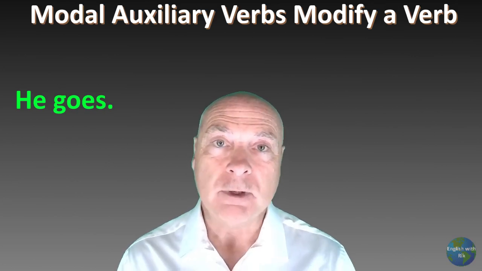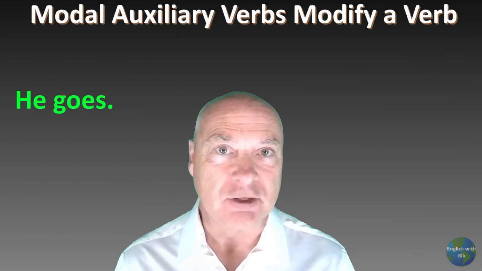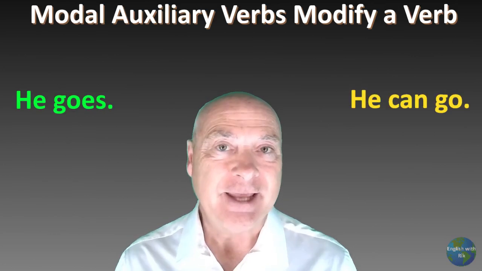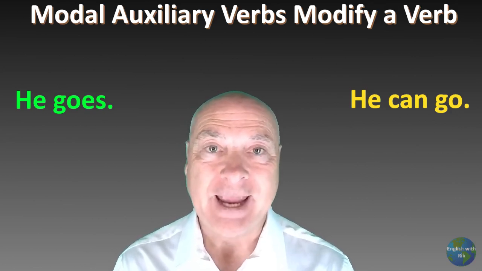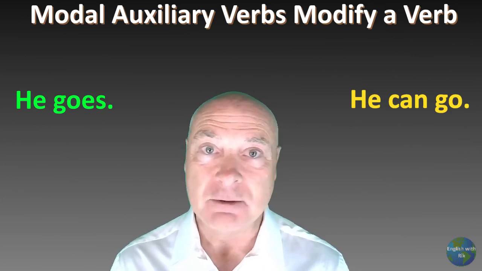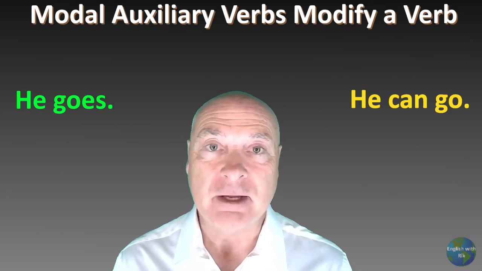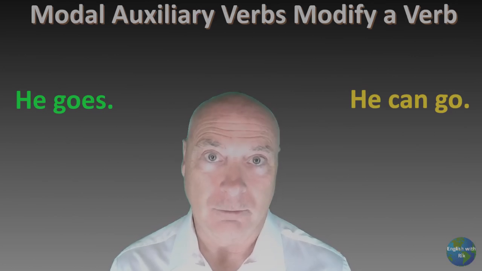But if I want to introduce the ability to that verb and change it so that it just means he is able to, I could say, he can go. When you put the modal auxiliary verb can in the sentence, it changes the main verb so that it doesn't mean something is a habit in the present simple tense. It just means that he has the ability to go.